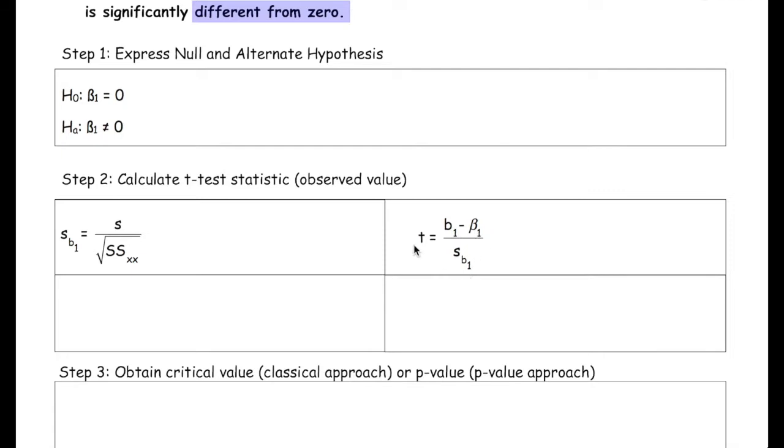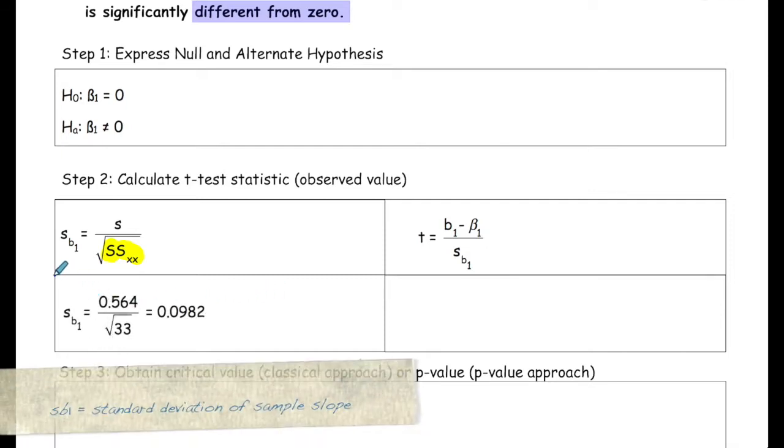Once we've found SB1, we can now find our t observed, which is simply B1 minus big B1 divided by SB1. What's pretty chill is that we've already found S, and we've already found SSXX. This guy right here, SSXX, is simply the denominator for the equation for the slope. So we already know what these two values are. We've evaluated them previously. We can plug them in and find SB1. So for SB1, we should be getting an answer of 0.0982.